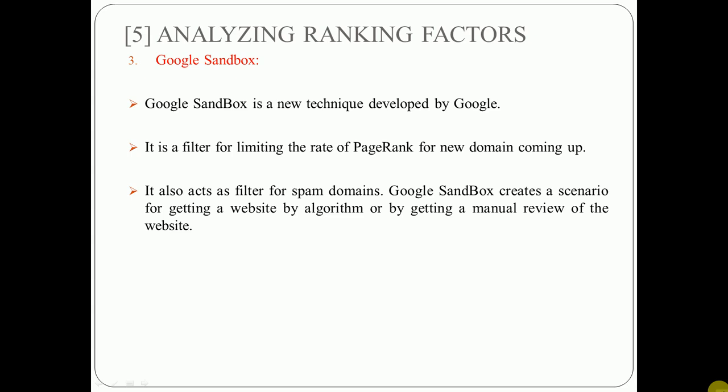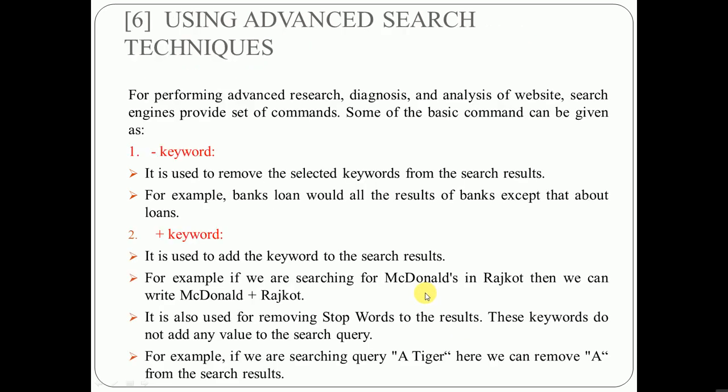Now, next in this lecture, the next point is using advanced search techniques. Different search engines provide advanced search techniques, because users do not have enough time, and if they don't know how to search for a particular thing, they use advanced techniques. All search engines may provide this type of facility. I know Google, Yahoo, Bing and many search engines which provide these advanced search techniques.